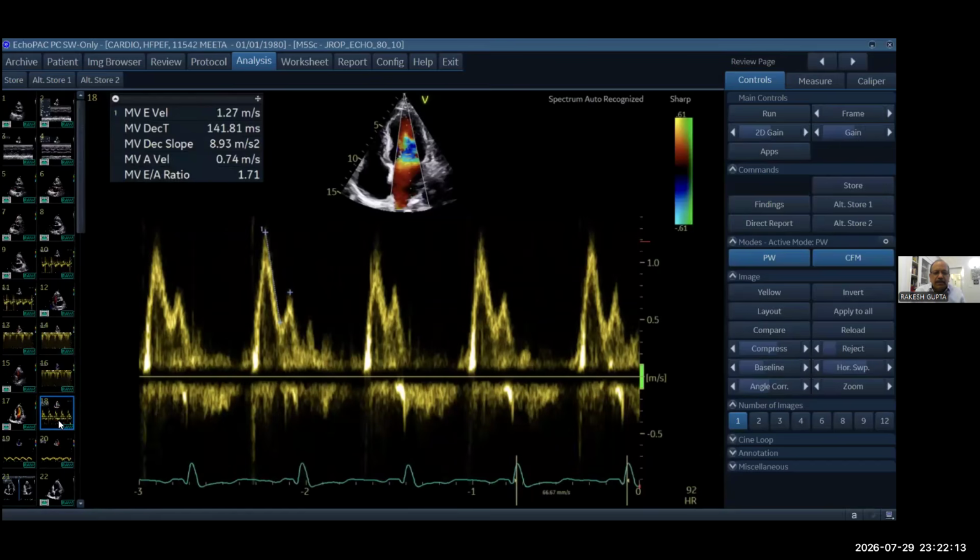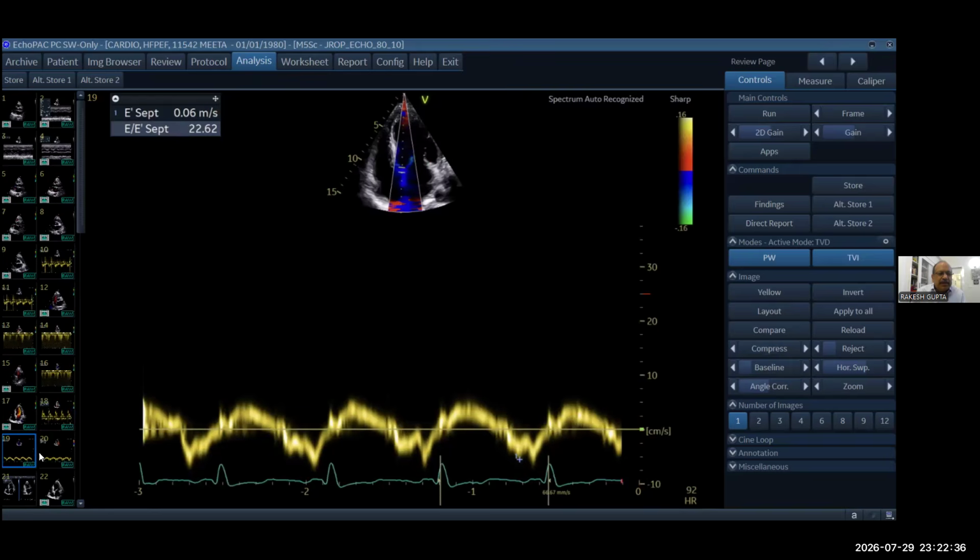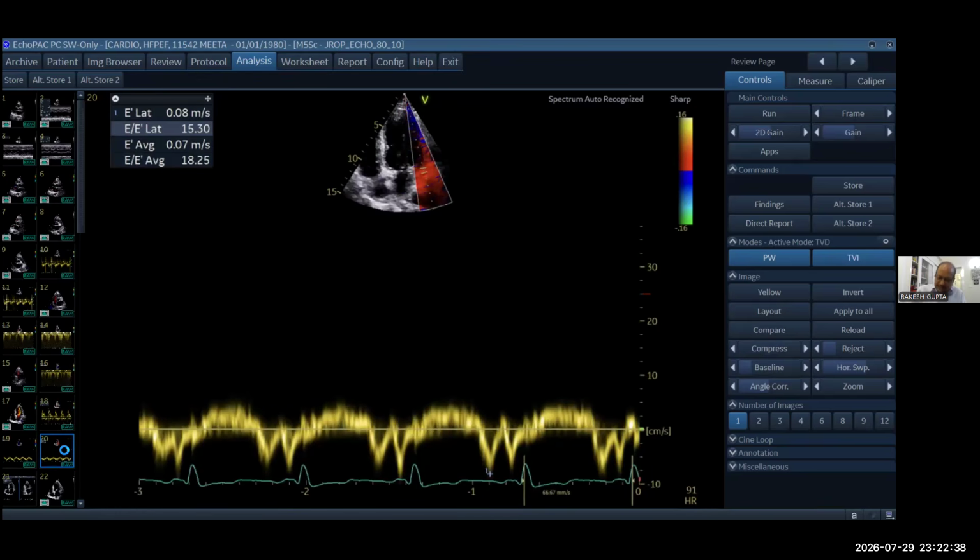So I'll go to mitral patterns now. Any one of you can take paper, start writing so that we go to that algorithm again. Now, normal LV systolic function, E wave is 127, A wave is 74, ratio is 1.71. Then we look at E prime septal, that is 6, E prime lateral is 8. Septal 6, lateral 8, and average E to E prime ratio is 18.25.